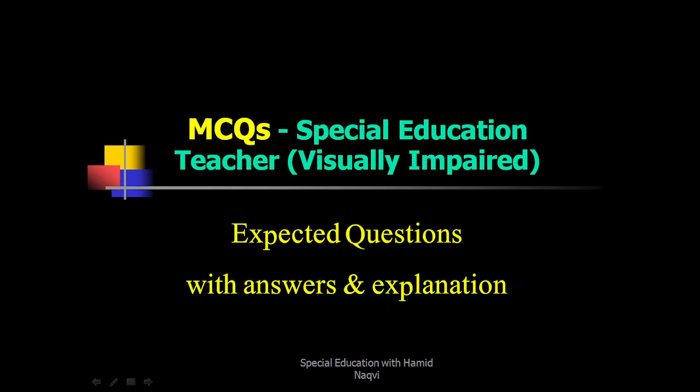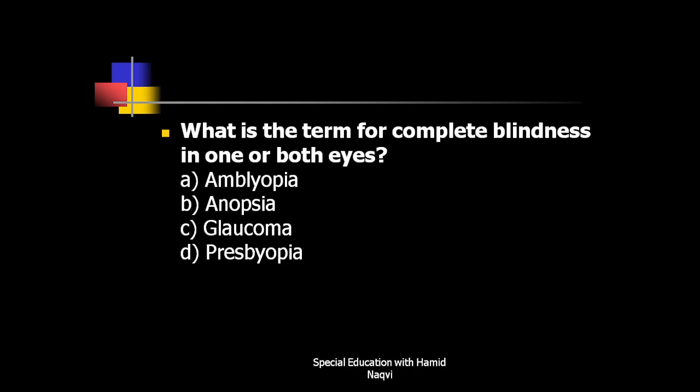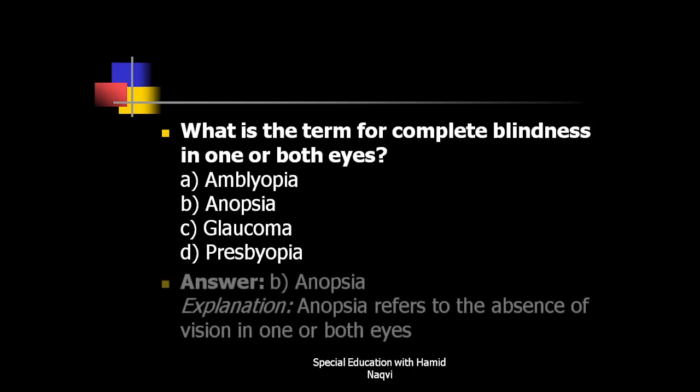Let's continue practicing MCQs relating to visually impaired children. Here we start. What is the term for complete blindness in one or both eyes? Amblyopia, anopsia, glaucoma, or presbyopia? Correct answer is anopsia. And we know anopsia refers to the absence of vision in one or both eyes.